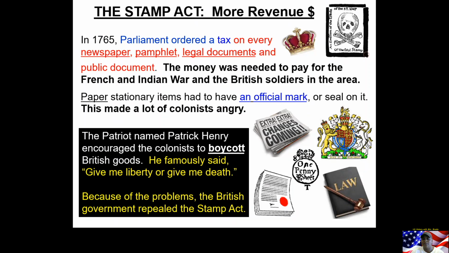So the colonists are feeling this thing about protesting and using civil disobedience to get your way and make the king and Parliament change their mind. So the Stamp Act was repealed. Colonists were happy that it was now canceled.